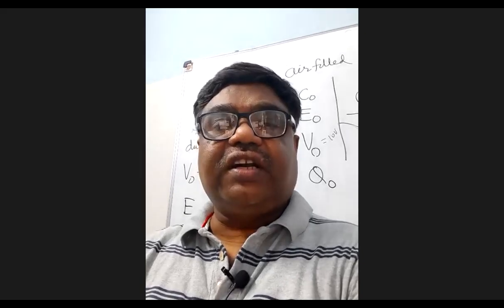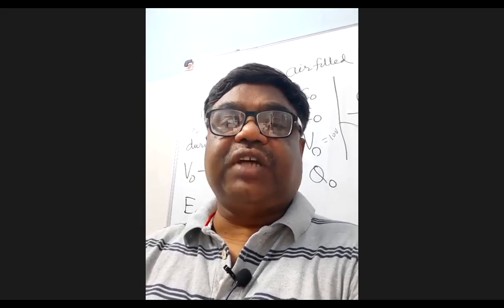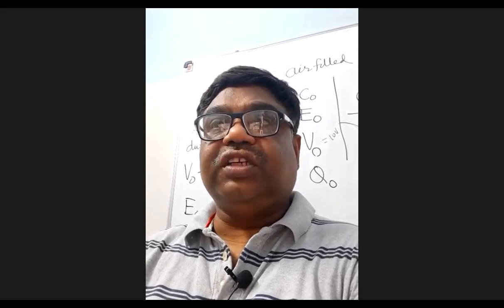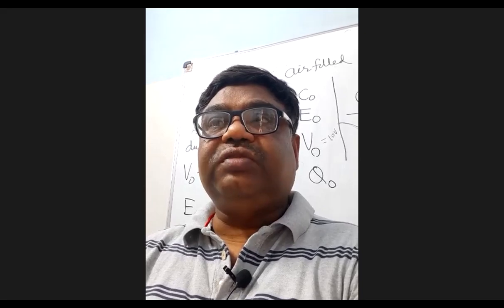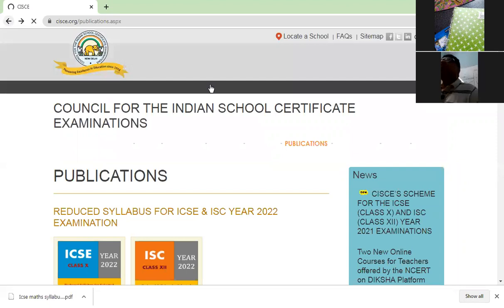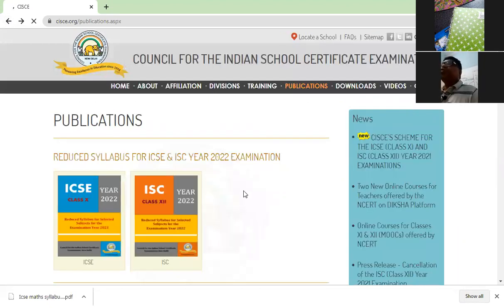You can get it from the council's website, which is cisce.org. When you open this website, the page is like this. It's clear. Here I am showing you the first page. On opening the council's website, the first page will be like this. Here you will get Publication. You can see it here.